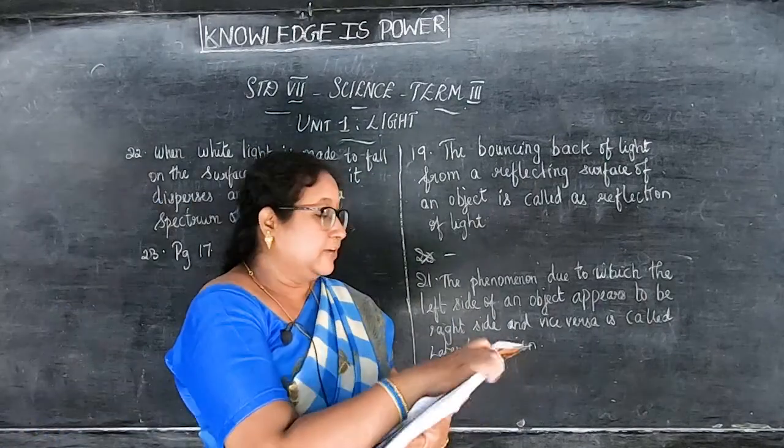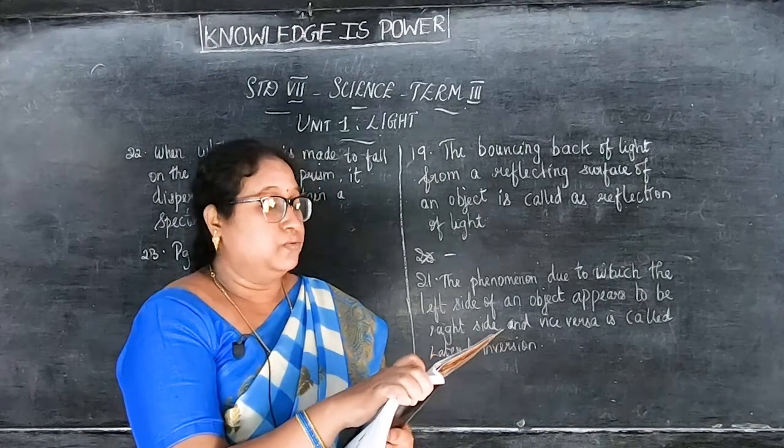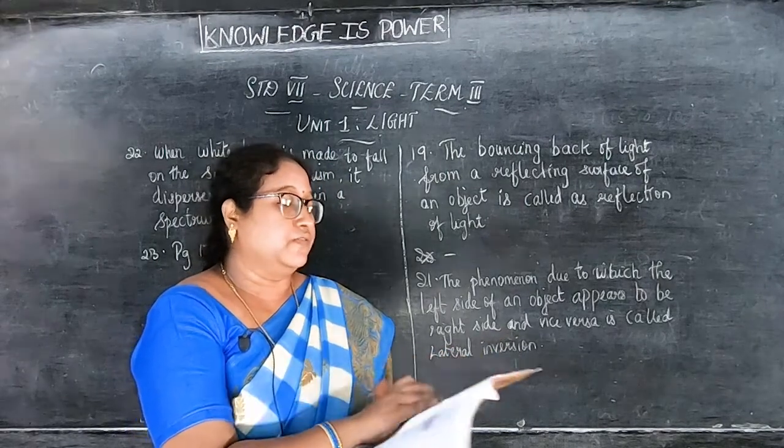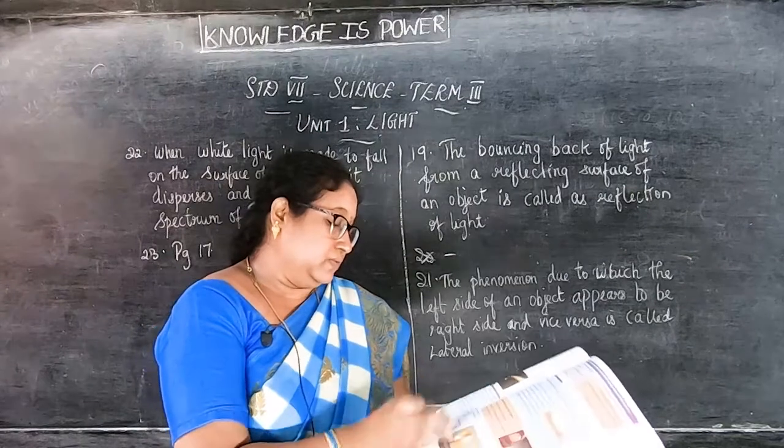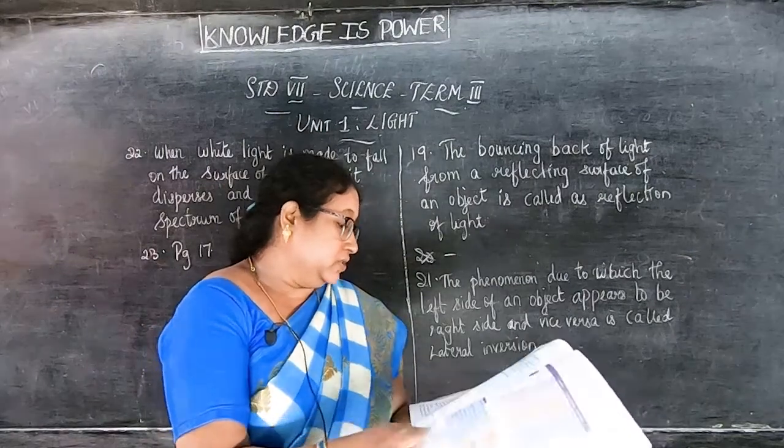Then 24th. What is a shadow? What things are necessary for the formation of shadow? This I'll write down on the board. Just take down, children. Okay.